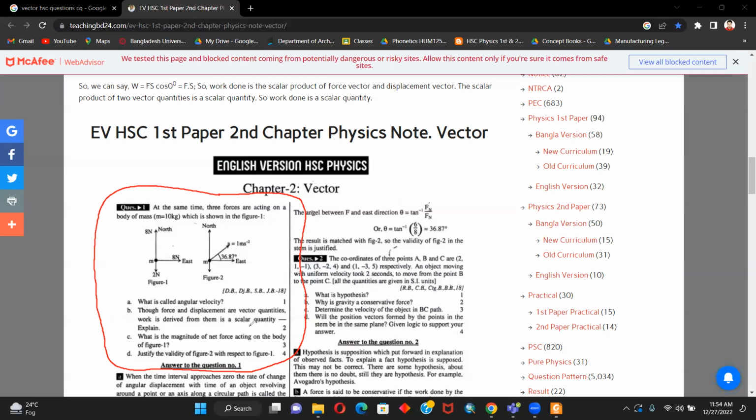What is the magnitude of the net force acting on the body in figure 1? In figure 1, we have 8 Newton force working in the north, 2 Newton working in the south, and 8 Newton in the east. How do you think you will work with this? Firstly, draw this figure. My question is, how would you calculate the net force in the first figure?